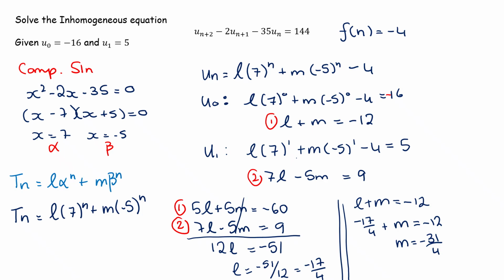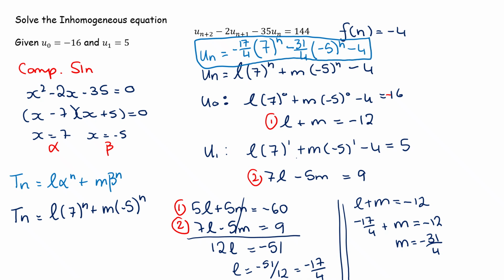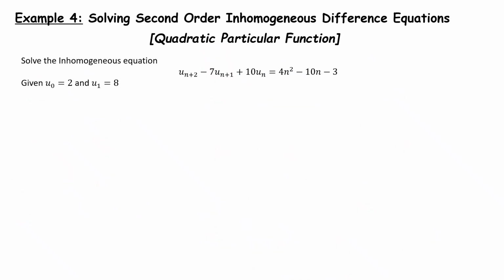And then let's come back up here for our final answer. So U_n is equal to L, which is minus 17 over 4, or you can write that in decimal if you prefer, times 7 to the power of n, plus M, and M is minus 31 over 4, times minus 5 to the power of n, minus 4. So that's our final answer for U_n.